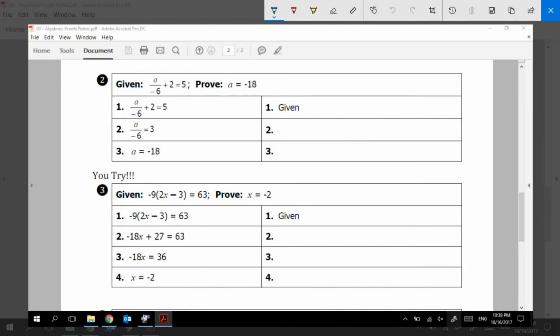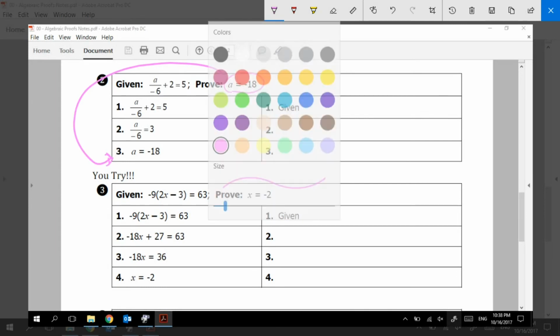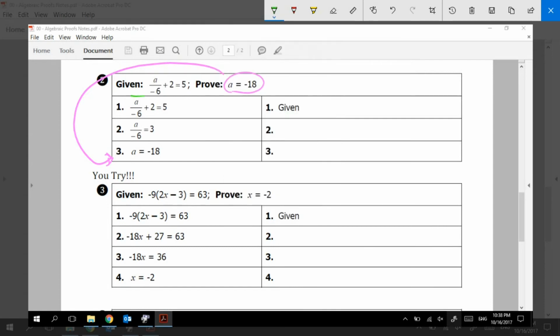Number 2, we're given that a over negative 6 plus 2 equals 5, and they want you to prove that a equals negative 18. So once again, look, our proof has been stuck in the last spots. Now, the first line, remember, it's the given. Straight into the first line. And what's the reason? It's given.